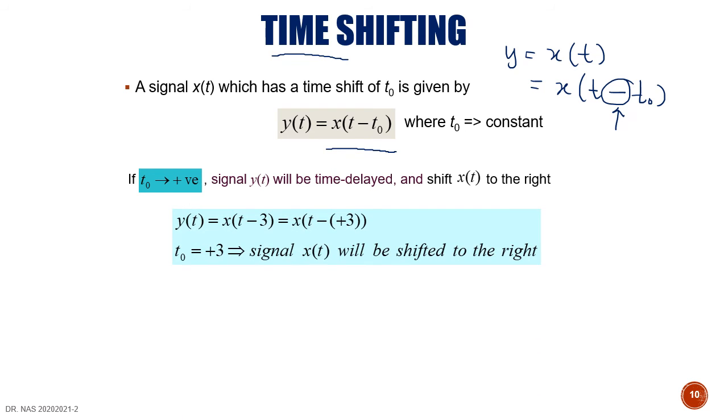For example, if you have y(t) equal to x(t minus 3), you need to compare the given equation with the general equation x(t minus t naught). So negative is there. What is your t naught? Your t naught is, in this case, 3. It's positive 3. So in this case, when it is positive, it means that the signal will be shifted to the right by 3.